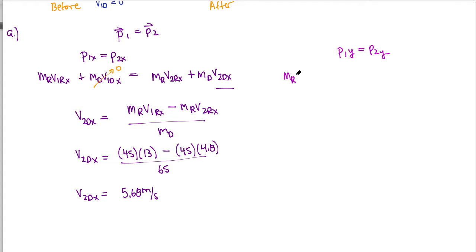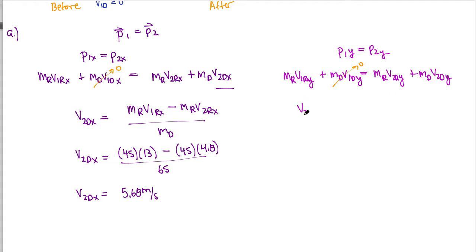So mass of Rebecca times V1r in the y plus mass of Daniel times V1 Daniel in the y is equal to mass of Rebecca times V2 of Rebecca in the y plus mass of Daniel times V2 of Daniel in the y. So again, this is a zero term because Daniel has no initial velocity. And I know that I will be able to find V2 of Daniel in the y direction because I know all of the other variables.